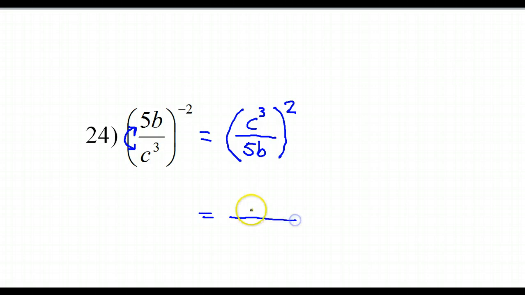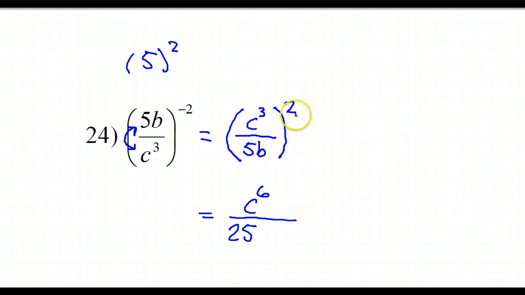So this is going to become c to the 6th power, because we multiply those. Am I going to multiply 5 times 2 and have 10? Oh no. This 5 is not an exponent. It's just a regular number, a coefficient. So you have to do 5 to the 2nd power, like we always do. 5 to the 2nd power, that's 25. So please make sure you do that. And then, of course, b squared, just b to the 2nd power.